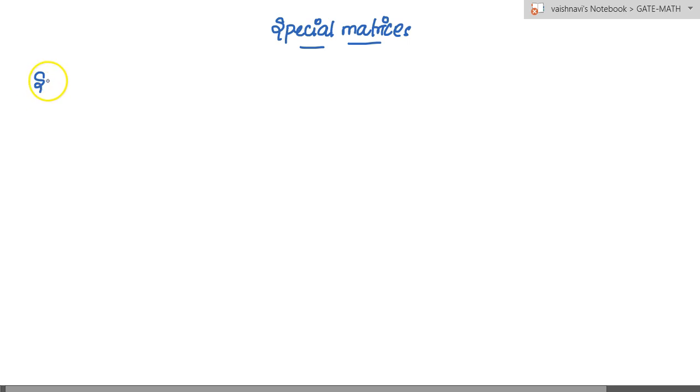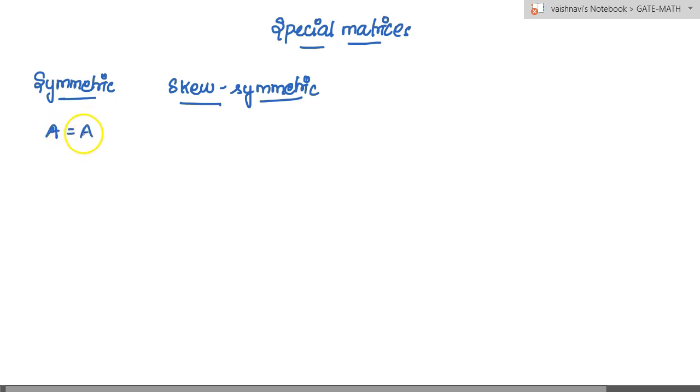First one, symmetric. Next is skew symmetric. These both are somewhat similar. A symmetric matrix is one that has A is equal to A transpose. So what is a transpose? Those who don't know this, please check my previous video. I have made a lecture on this: transpose, conjugate, everything. And just a recap, A transpose means interchanging the rows and columns. That is what we say as A transpose. A transpose is equal to A. That is a symmetric matrix.